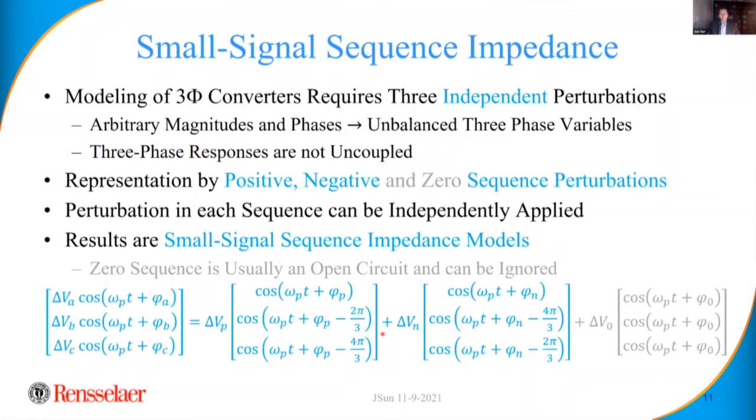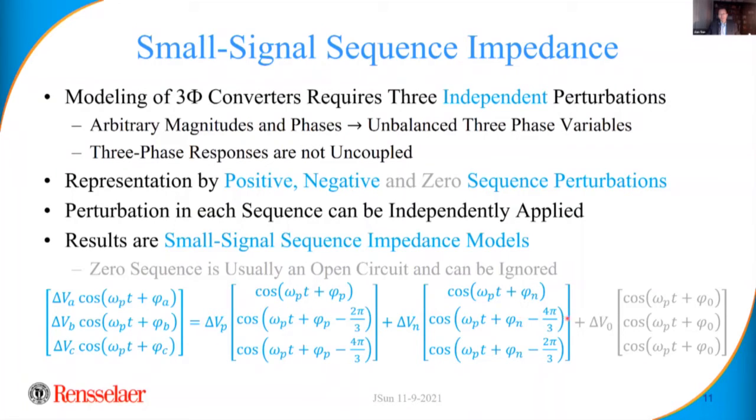In each sequence, the three phases are balanced, right? So the same magnitude, and the phase is displaced by 120 degrees. So that's symmetrical component analysis. In traditional power system theory, we apply these only at the fundamental frequency, but there's nothing stopping us from doing the same thing at any frequency. So we can apply these to the fundamental as well as the perturbation frequency omega p.